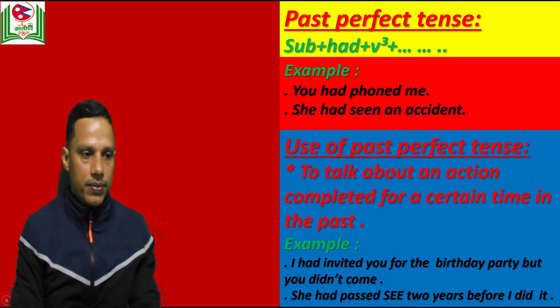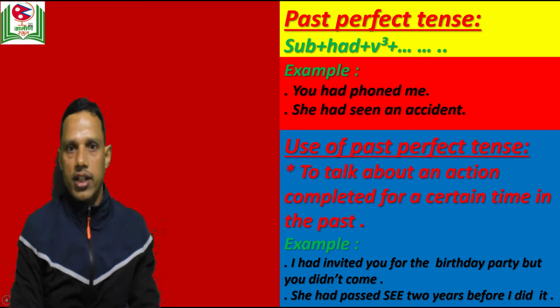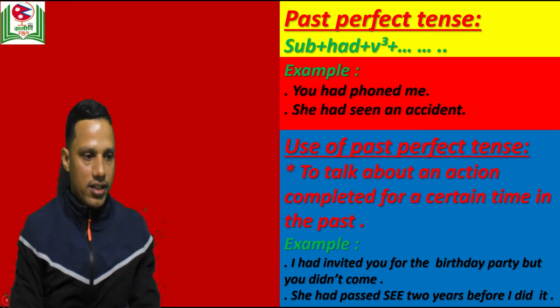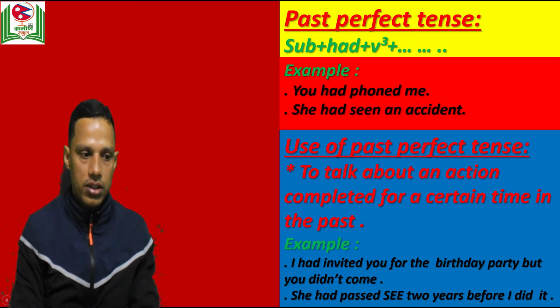Now, the next type of tense we have is past perfect tense. Can you tell me the structure? Yes, sure, you're right. We can structure it as subject plus had plus verb 3. Had plus verb 3. Let's see the example for this. You had phoned me. She had seen an accident. In these two sentences you can notice the verb forms had phoned, had seen. These verbs indicate past perfect tense.